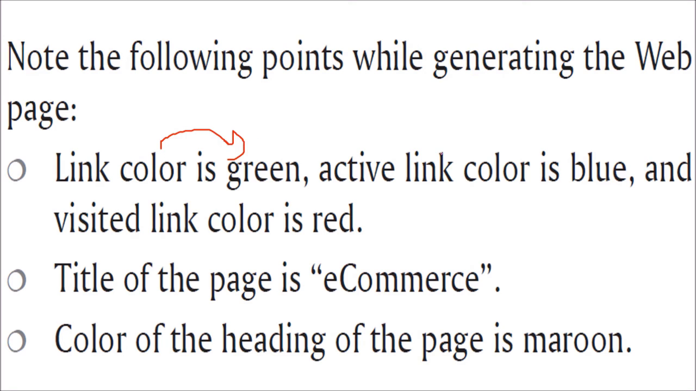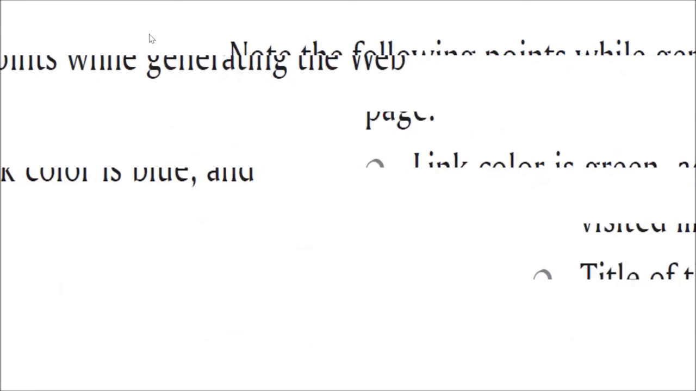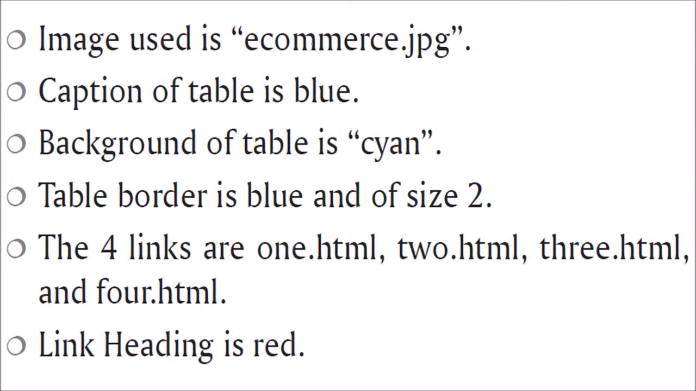Link color is in green, active link color is blue, and visited link color is red. This we have to follow. Title of the page is e-commerce, as we have just seen. The color of the heading of the page is maroon. The image used is e-commerce.jpg. You can use any image which is corresponding to this.